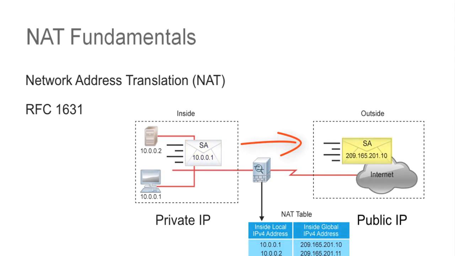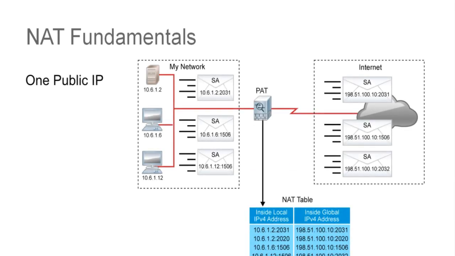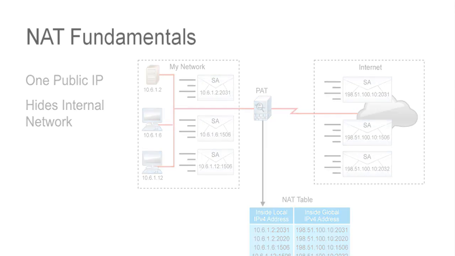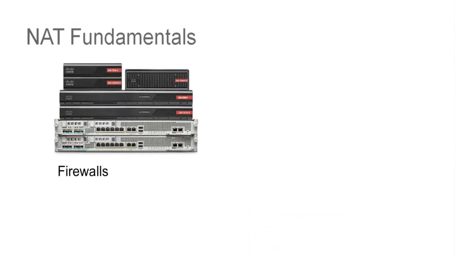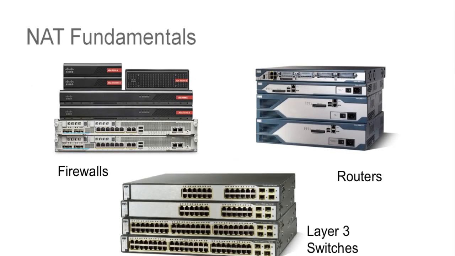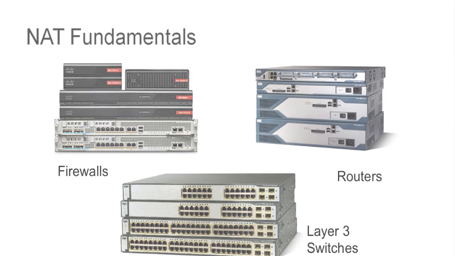the Internet. As part of this functionality, you can configure NAT to use only one address for the entire network to the outside world. Using only one address effectively hides the internal network, thus providing additional security. Multiple devices can be configured to perform NAT services. Although firewalls are the most common, routers and Layer 3 switches are also capable of deploying this service.